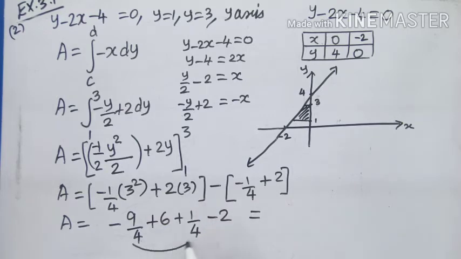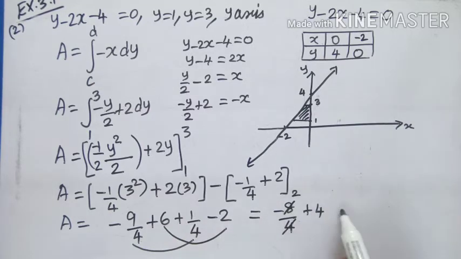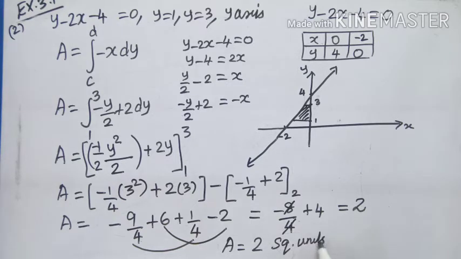I can combine these two: minus 9 plus 1 is minus 8, by 4. 6 minus 2 I can combine, it is 4. This I can cancel. So my final answer is 2. And whenever we are finding A, let us write 2 square units.